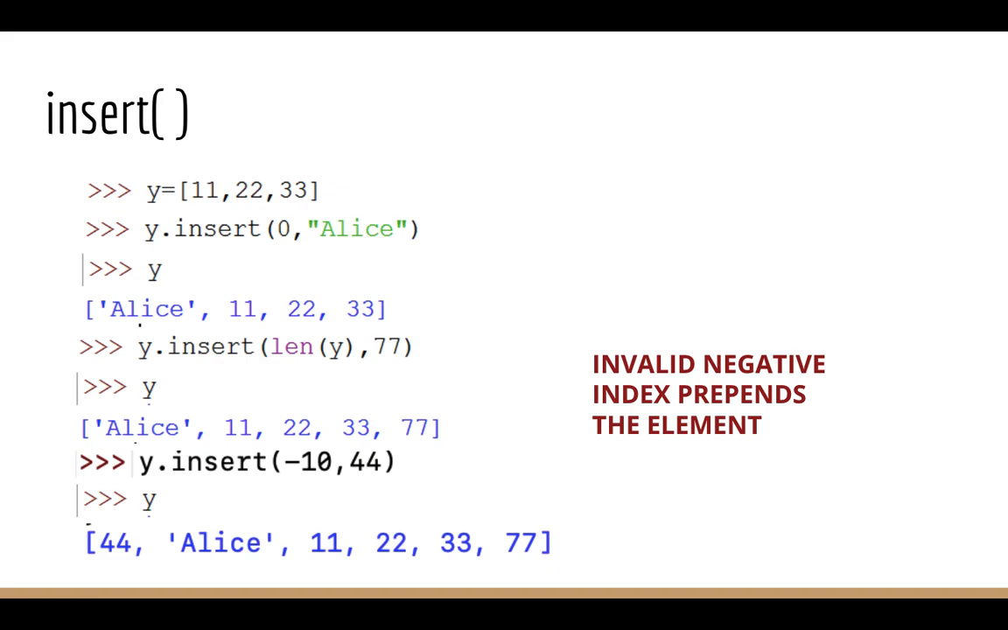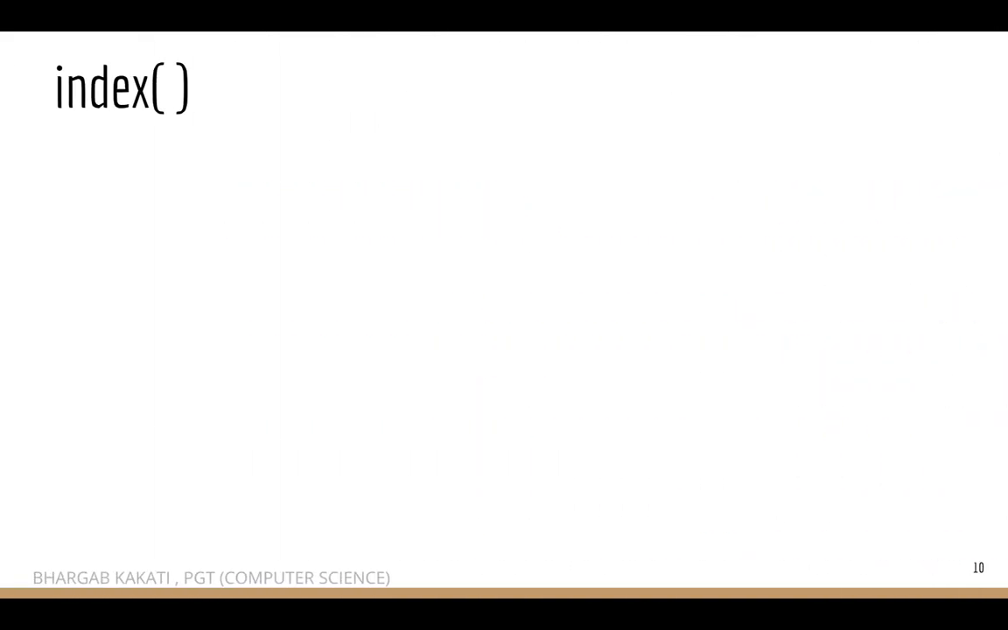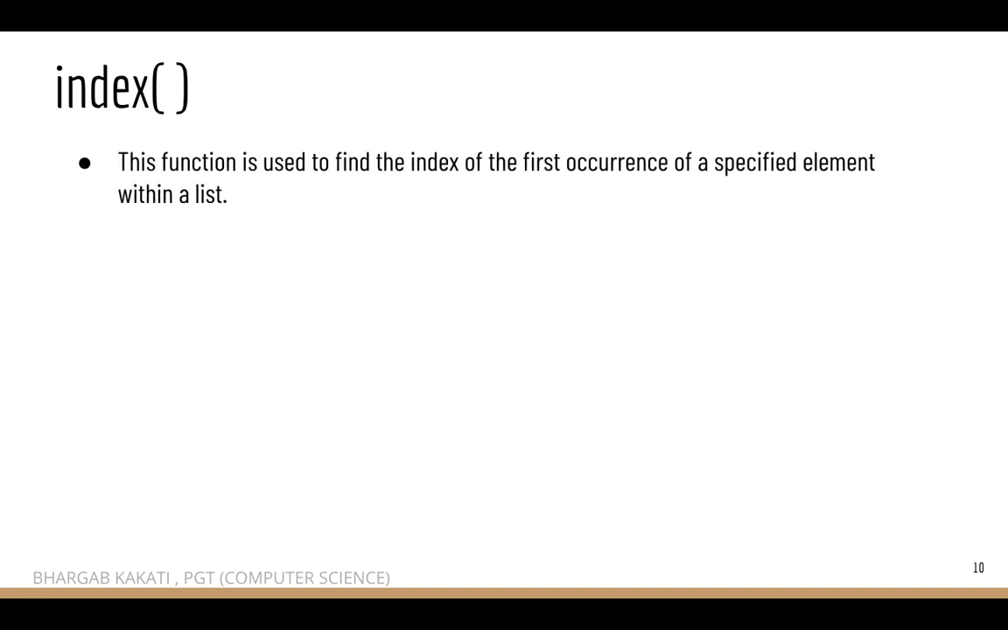Let's go to the next function, which is the index function. Now, if I want to find the index of the first occurrence of a specified element, then I'll take the help of the index function. So what does this function do? This function is used to find the index of the first occurrence of a particular element. What is the syntax for that? The syntax is list name dot index, and within brackets I'll put the element.